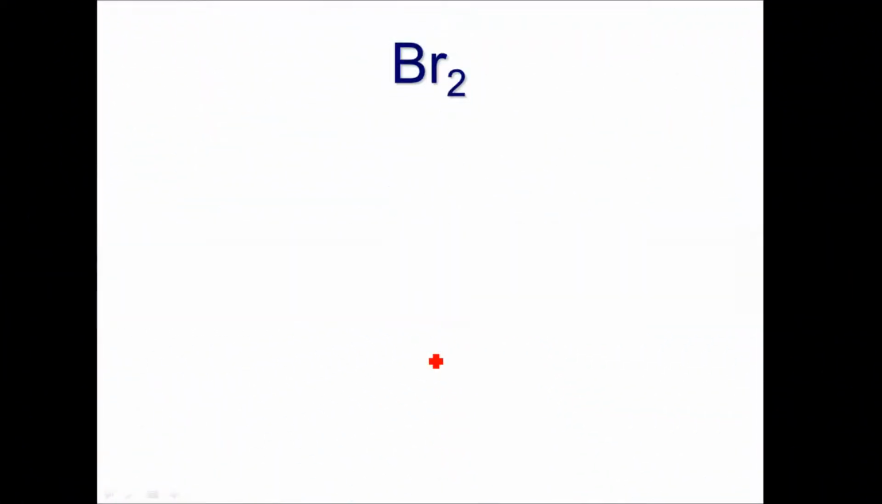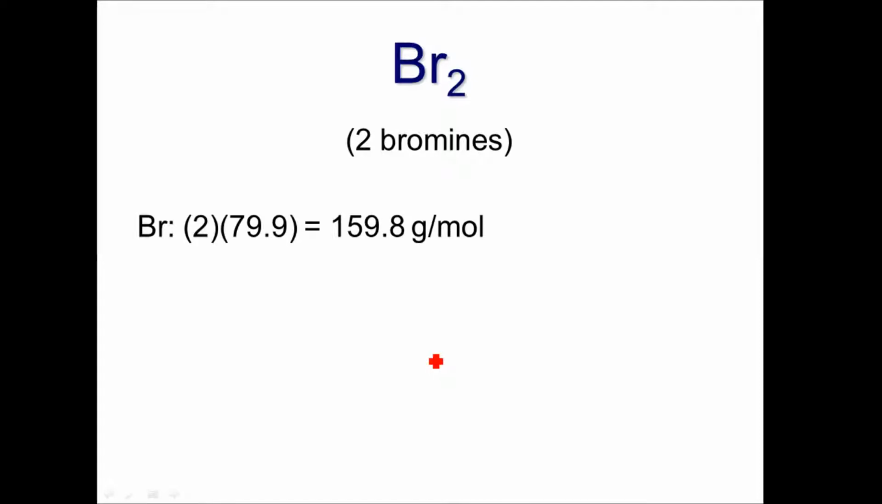Let's take a look at Br2, and this is the formula for bromine liquid, and this formula tells me that there are 2 bromines present. So what we're going to do is take 2 times bromine's atomic mass from the periodic table, 79.9, and we're going to multiply these together, and we're going to get 159.8, and my unit is going to be grams per mole since we're working with molar mass, and that is my answer.